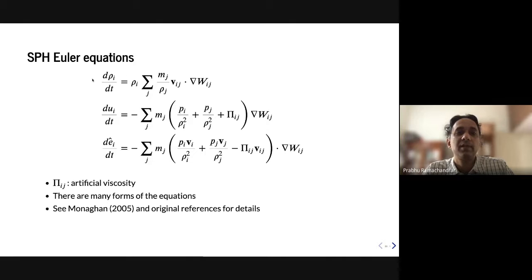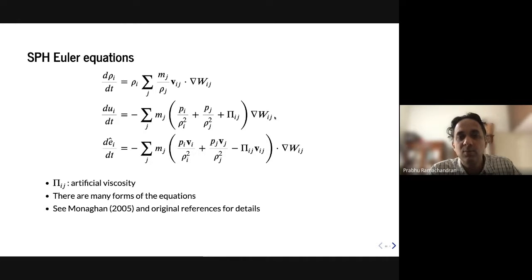And we have already seen the continuity equation, and the continuity equation can be written as d rho_i by dt. So the left-hand side remains pretty much the same, it's just discretized in terms of the particles, and it is equal to this right-hand side, which is your SPH approximation. In this case, it's m_j by rho_j, v_ij, it's not v_ji, it's v_ij in this case because there's a minus sign outside, dot product with the gradient of the kernel. And then for the momentum equation, you have du_i by dt is this.